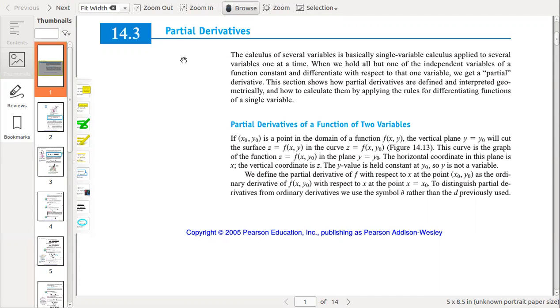We will discuss partial derivatives. So what is a partial derivative? We define the partial derivative of f with respect to x at the point x naught, y naught as the ordinary derivative of f of x, y naught with respect to x at the point x equal to x naught. To distinguish partial derivatives from ordinary derivatives, we use the symbol delta or curl rather than the symbol D as used previously.